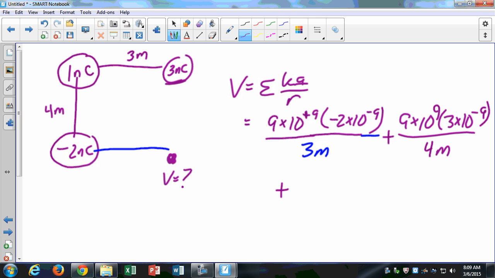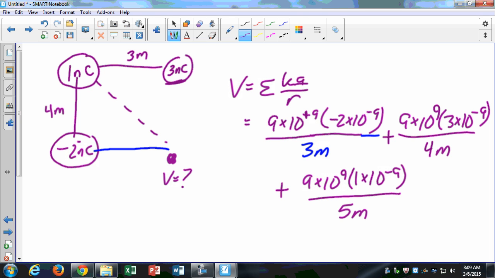And then this one is 9 times 10 to the 9th, 1 times 10 to the minus 9, divided by the distance, which is 5 meters. Notice I have this 3, 4, 5 triangle right here, so this distance is 5 meters. And then I just add all those up.